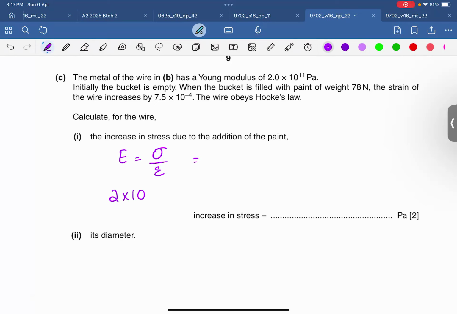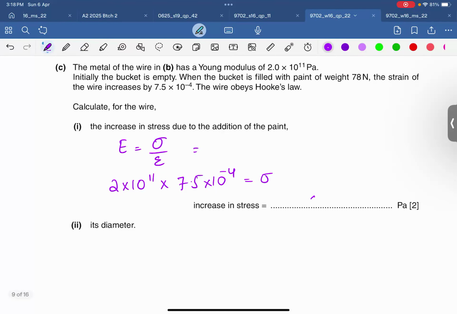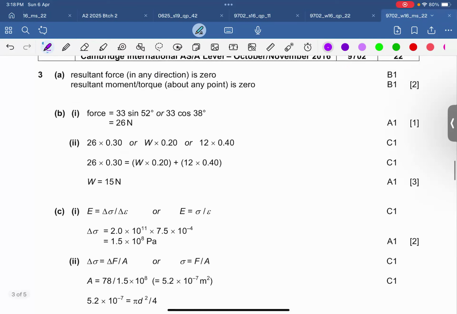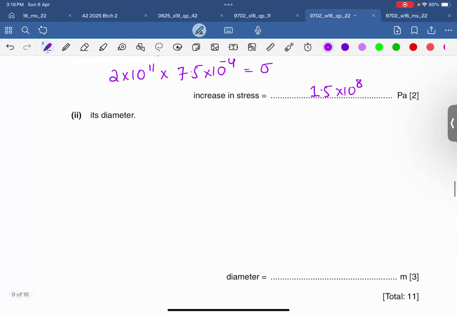Clear, guys? Is that clear? And the strain is 7.5 exponent negative 4. Okay, how much? Sir, 1.5 exponent 8. 1.5 exponent 8. Okay, now the diameter. Guess what you do for the diameter? Sir, I think it's 1.5 because it says 150 exponent 6 in calculator. Yes, that's right. Check it. Yes. Okay.